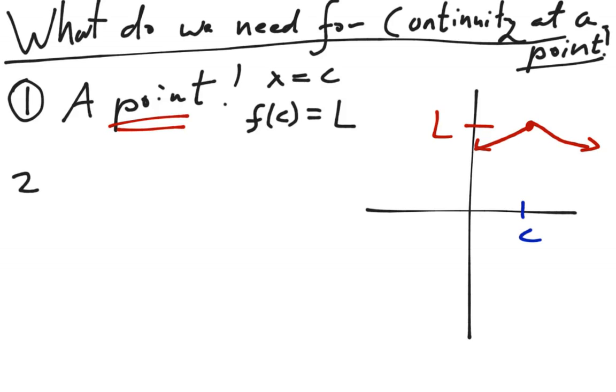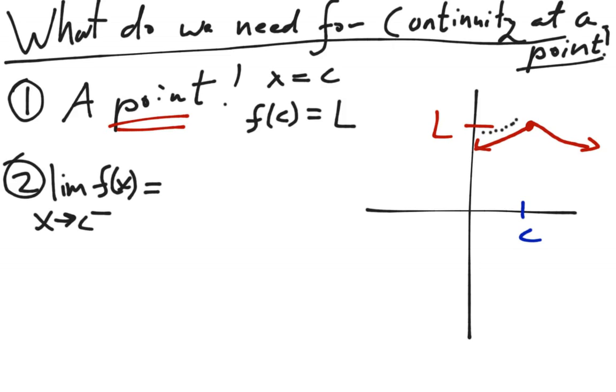And so the way that we mathematically do this is we say that the limit as x approaches c from the left of f of x has to be the same as the limit coming in from the right. We should be able to convince ourselves that that is true, that the limit from the left has to be equal to the limit from the right, and one more condition.